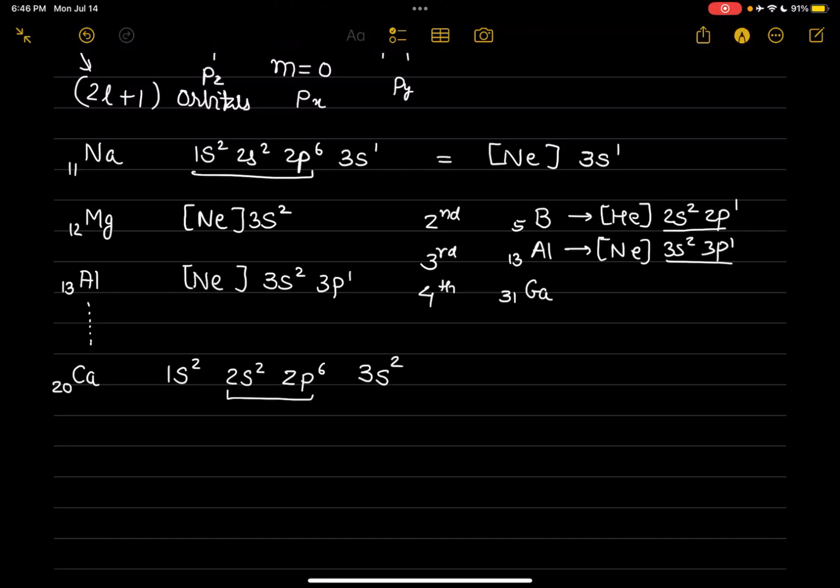3s will have 2 electrons with opposite spin. Then I will move toward the 3p, and 3p will have 3 orbitals. First, I'm going to put 1 in each with the same spin. Then I'm going to pair them up, and at max, six electrons will be held by 3p. Got it? I hope this is clear. Until now, I have put 18 electrons. This is the electronic configuration of argon.